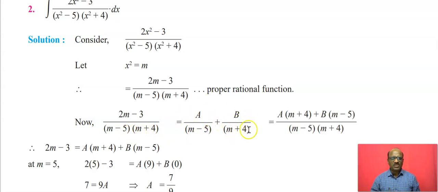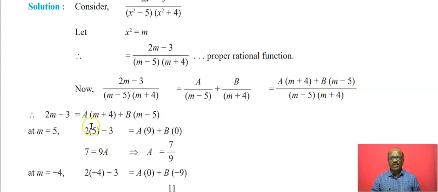Again here, do a cross multiplication and you can find out the LCM. That is a into (m plus 4) plus b into (m minus 5) upon (m minus 5) into (m plus 4). Again simplify this. Multiply on both sides by (m minus 5) into (m plus 4), so the denominator will get cancelled. 2m minus 3 is equal to a in bracket (m plus 4) plus b in bracket (m minus 5).